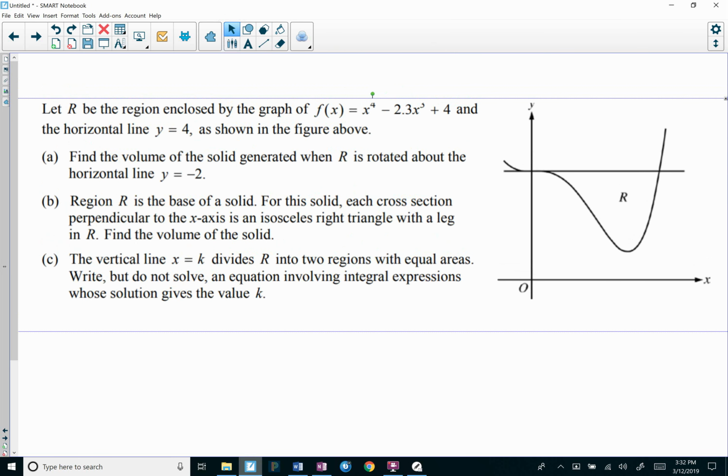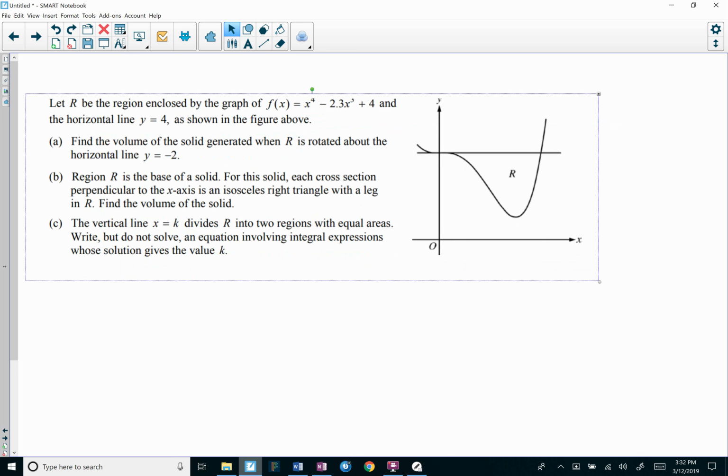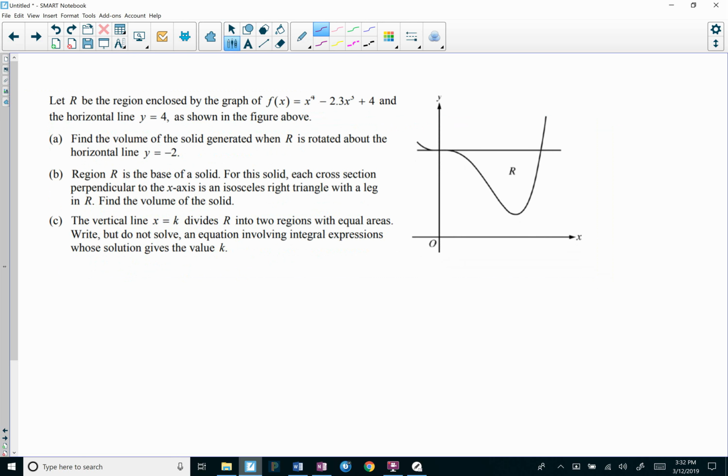Okay. So it says the vertical line x equals k divides the region into 2 equal areas. So somewhere in here, we're going to divide that, x equals k. And they're going to have equal areas on both sides. Write, but do not solve, an equation involving integrals whose solution gives the value of k. So it's saying this area should be equal to this area. They divide it into equal sections.